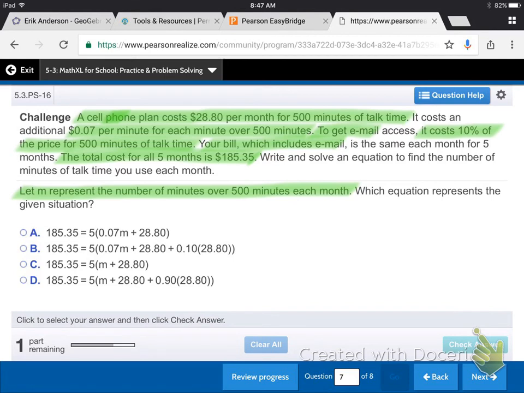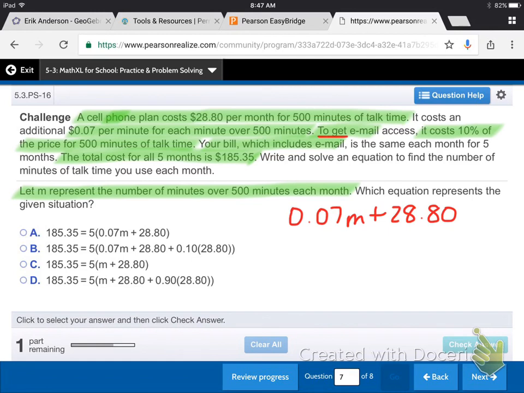Okay, well, let's write it out and work it out. So it's not that hard. You just got to think about what it's saying, boys and girls. Don't get confused. These are not that hard. Don't get overwhelmed by all the words. Just take it apart one by one. Okay, it costs 7 cents a minute, right? So that's 0.07 times the number of minutes. So that's going to be part of our cost, right? It also just costs for a flat fee $28.80. So that's what it's costing us for 500 minutes plus every minute that we go over.